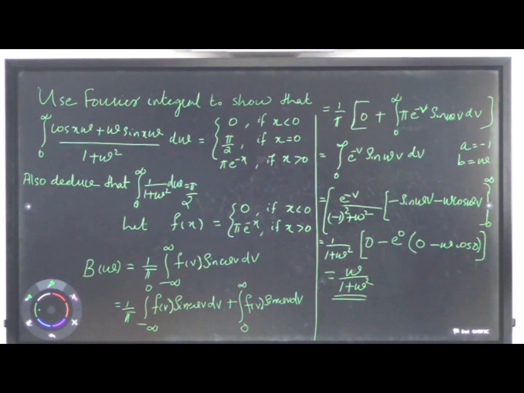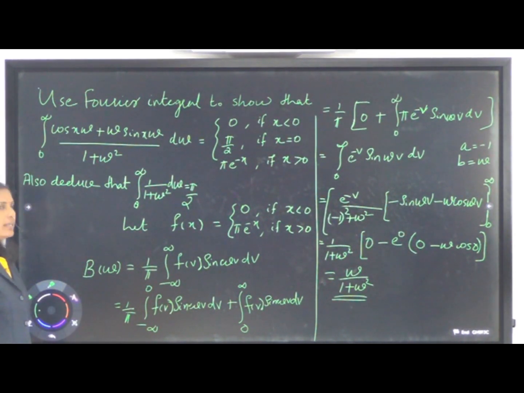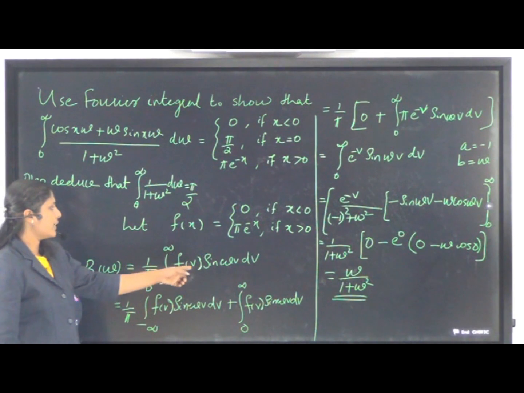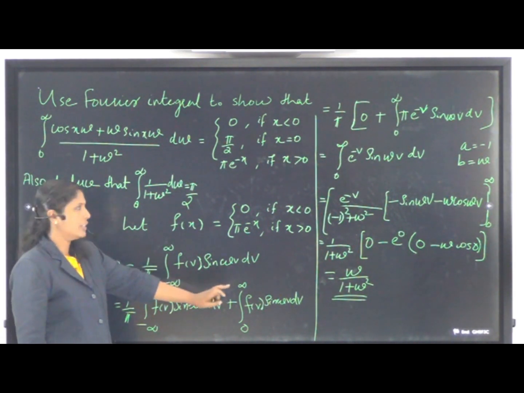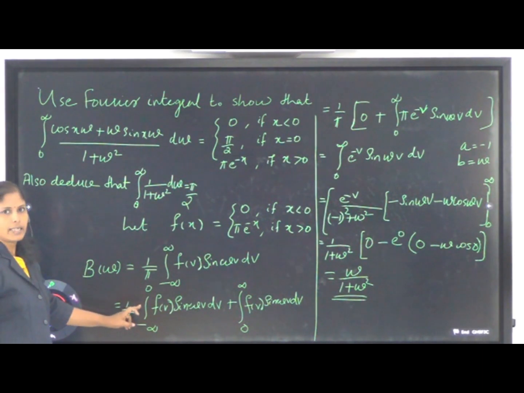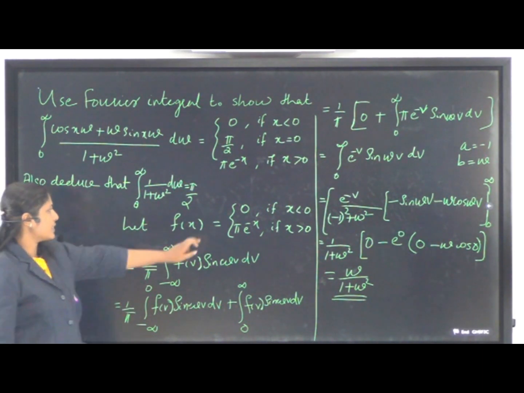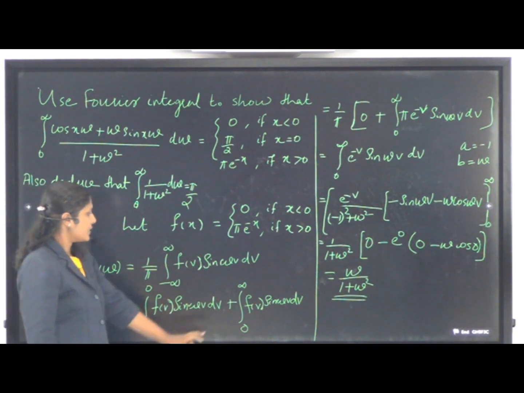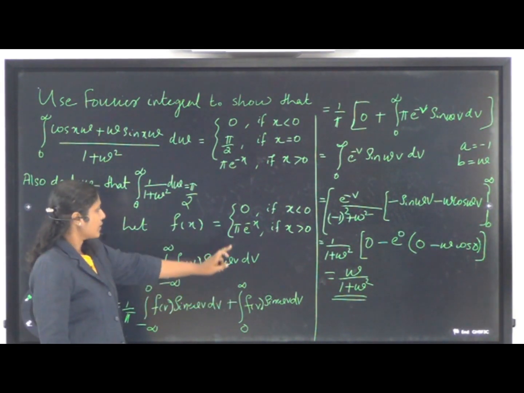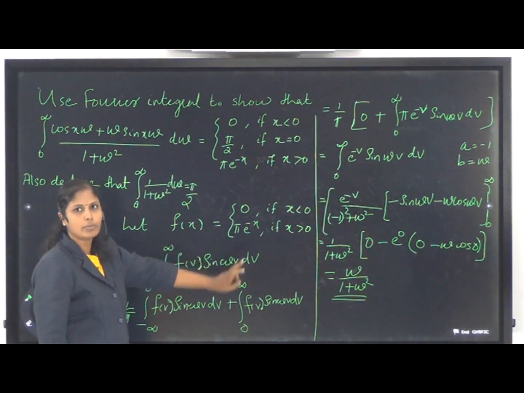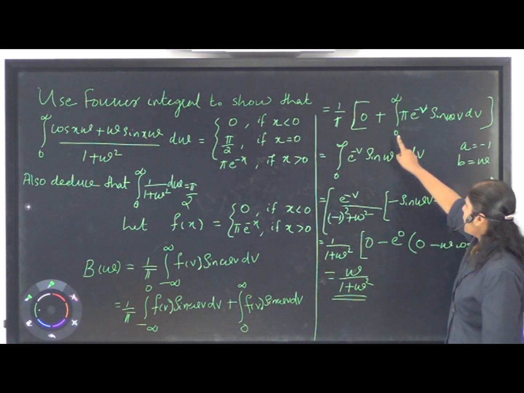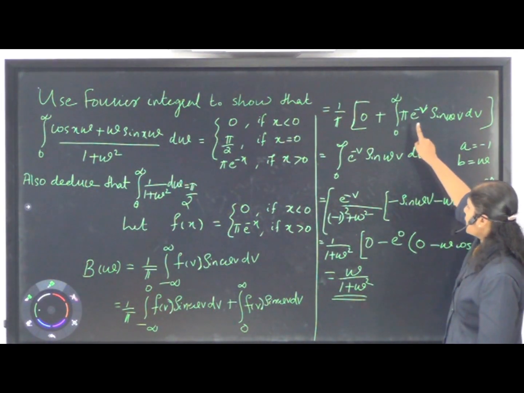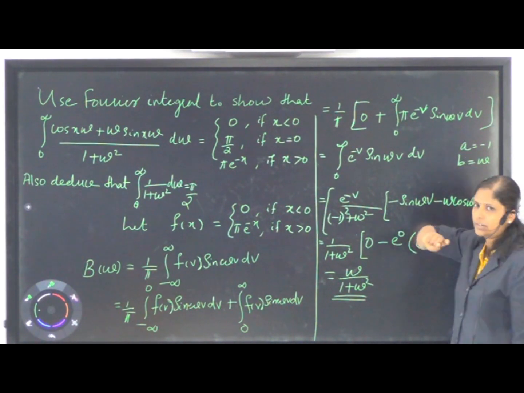Next we find the coefficient b of omega, that is equal to 1 by pi integral minus infinity to infinity f of v sin omega v dv. Here we divide the interval into two subintervals, minus infinity to 0 and 0 to infinity. Minus infinity to 0 means x less than 0. For x less than 0, f of x is 0. And 0 to infinity means x greater than 0. Here f of v is pi e raised to minus v. So the integral becomes 1 by pi, first term 0, plus integral 0 to infinity pi e raised to minus v sin omega v dv.